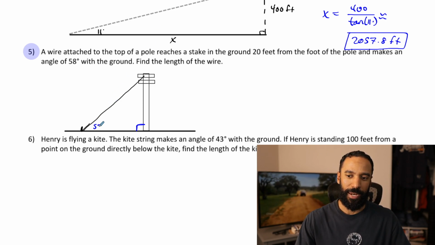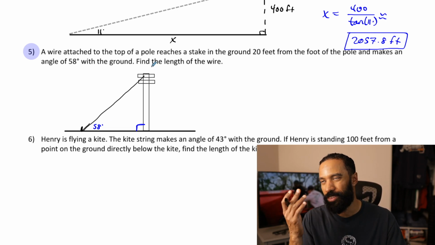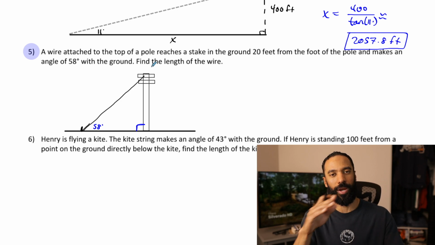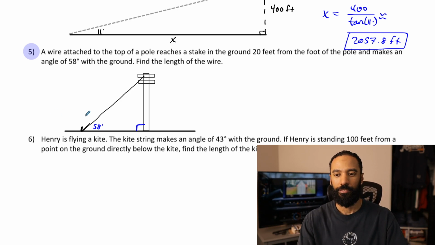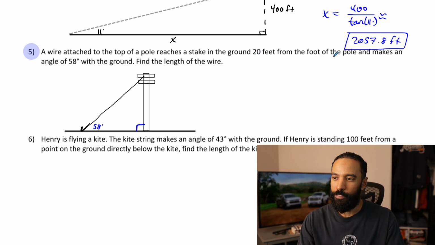Now, all these problems have been angles of elevation. At some point, I think we got to talk angles of depression. I believe they showed up in the textbook stuff, but that's where angles go downward instead of upward. But 58 degrees with the ground. It reaches a stake in the ground 20 feet from the foot of the pole.